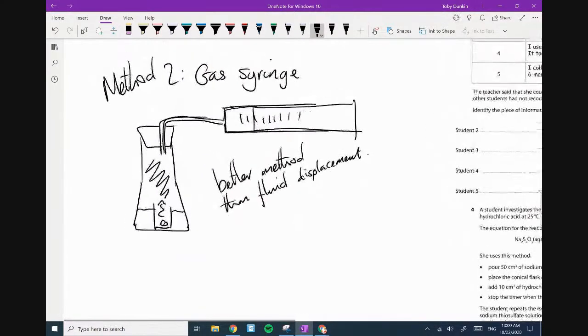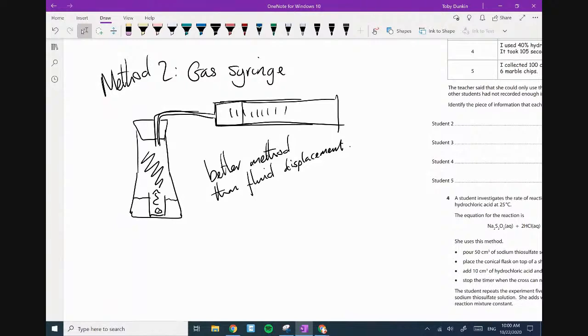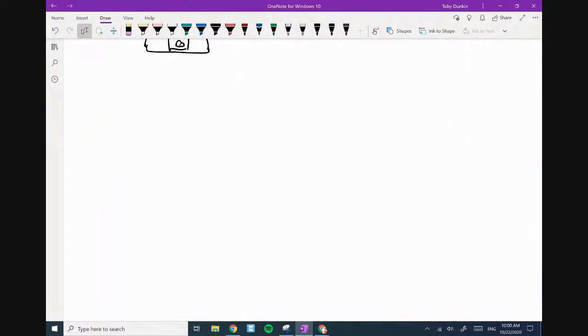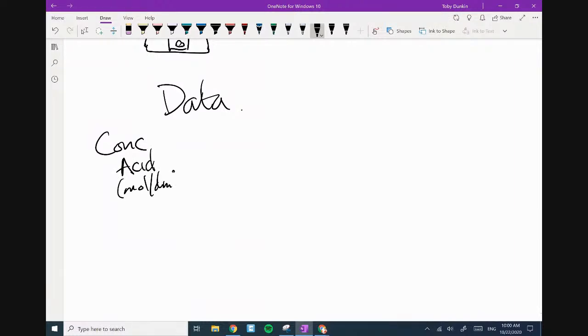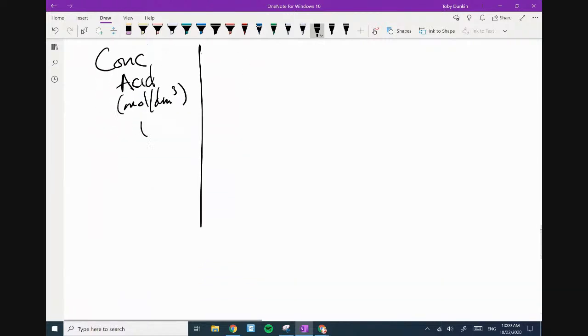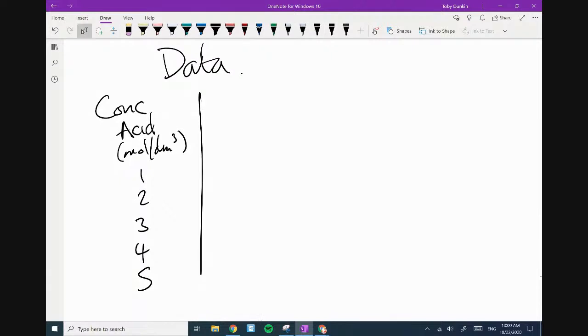Right. So at this point, I'm just going to mention data. What they'll do is collect the data. Let's say we're going to change the concentration of the acid. Concentration of acid, in moles per dm cubed. There's my units. And then we're going to have something like 1, 2, 3, 4, and 5. And then we're going to have volume of gas collected in 60 seconds, let's say.